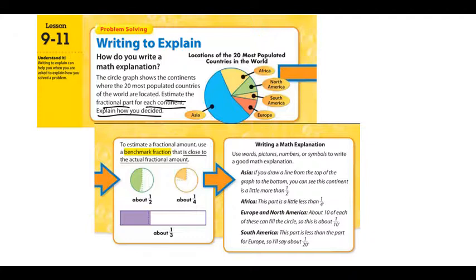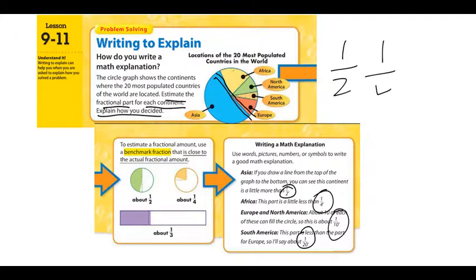And then it says for Africa, this part is a little less than 1/4. So that makes me think of this circle right here. And I can see Africa is a little less than 1/4. So those are just some different ways that you can explain in words using those benchmark fractions, such as 1/2, 1/4, 1/10, 1/20, but our most commonly used ones would be 1/2, 1/4, 1/3, 2/3, 3/4. Those are just some commonly used benchmark fractions.